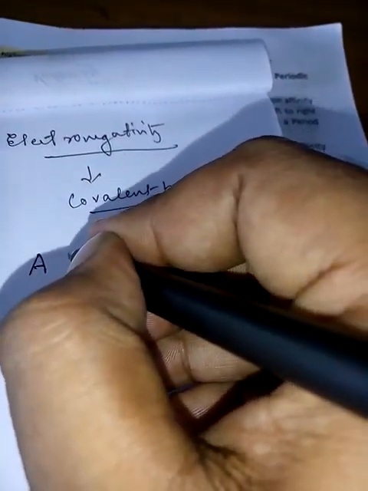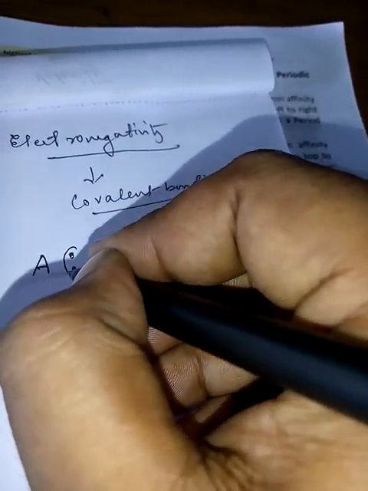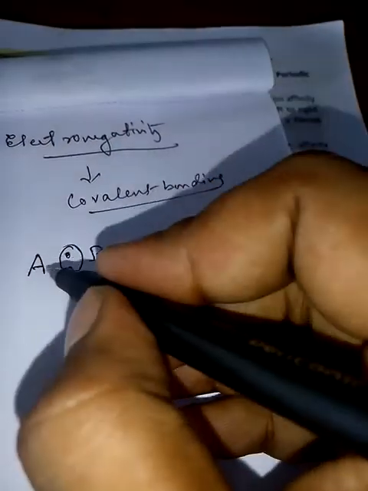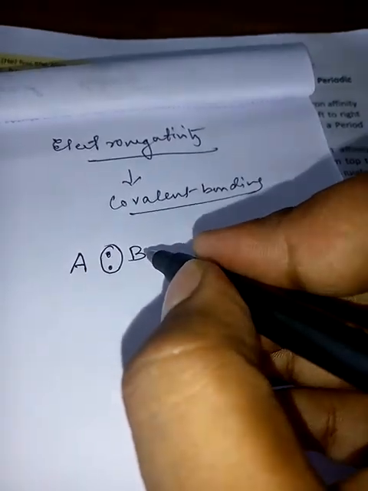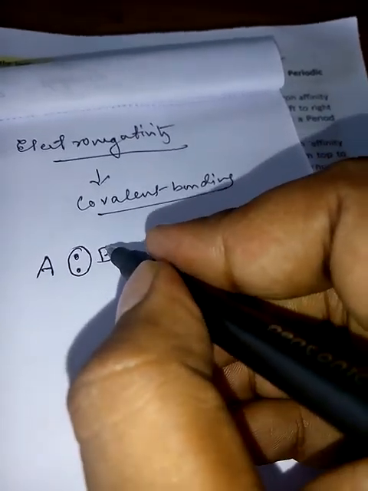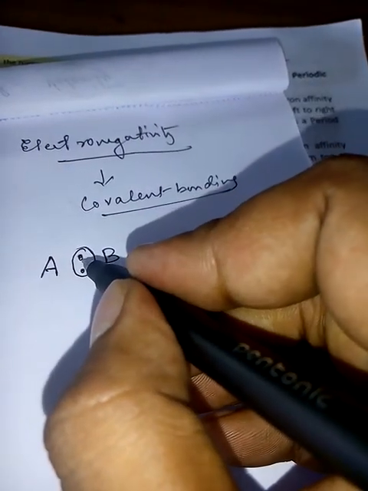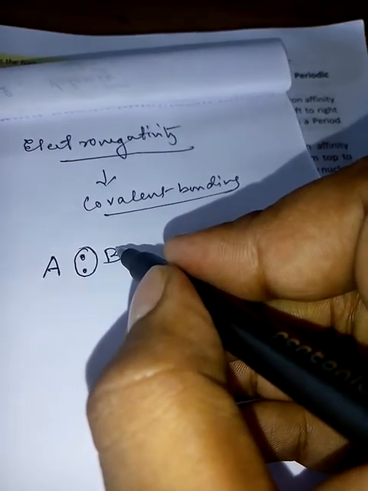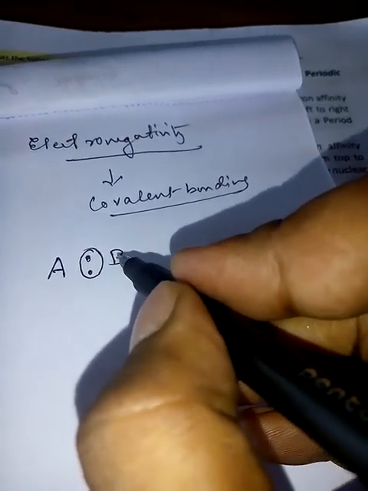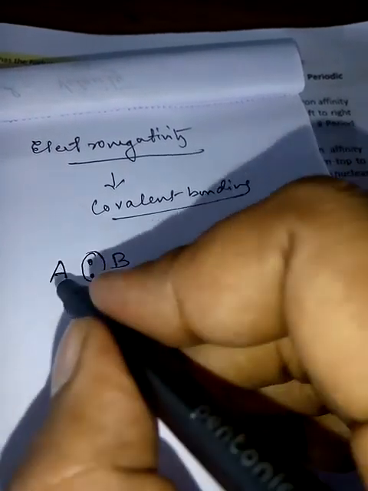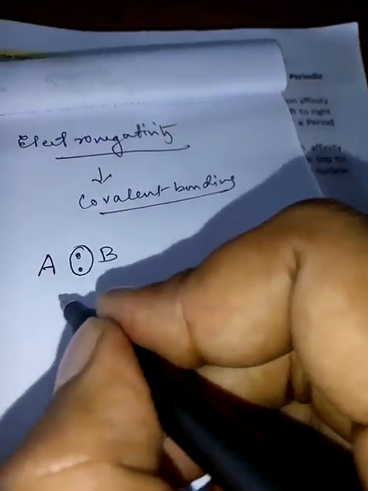Now in covalent bonding, what happens? Two atoms share their electron pairs. Electronegativity is the tendency of an atom to attract that shared pair of electrons more toward itself. How much they are attracting the shared pair of electrons, that is electronegativity. So it is a comparative, relative term. Let me give you an example.